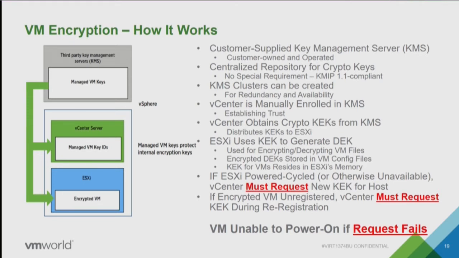If the ESXi host is power cycled or it's not available, then vCenter is going to request a new encryption key for the host. If a virtual machine that's been encrypted has been unregistered from vCenter, and then you try to re-register it in a different vCenter, it's going to ask for a new key. If it can't get the key, because that vCenter is not connected to KMS, which means it's not the right domain vCenter, the VM won't even be able to be powered on, and the VMDK is encrypted so nobody can read the data on the disk.